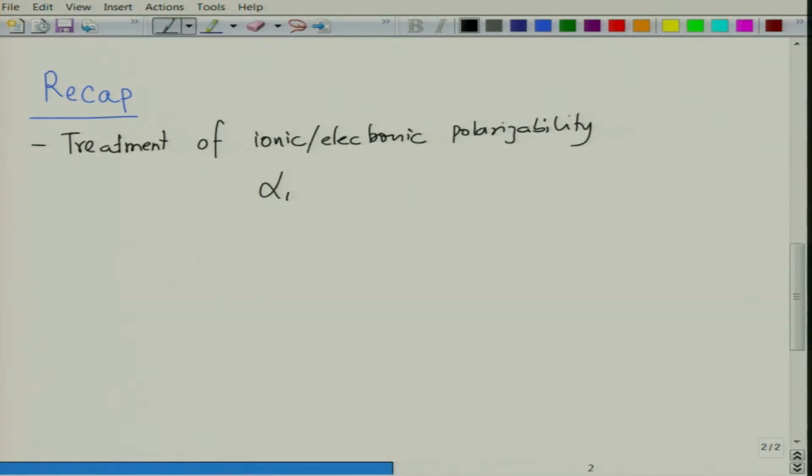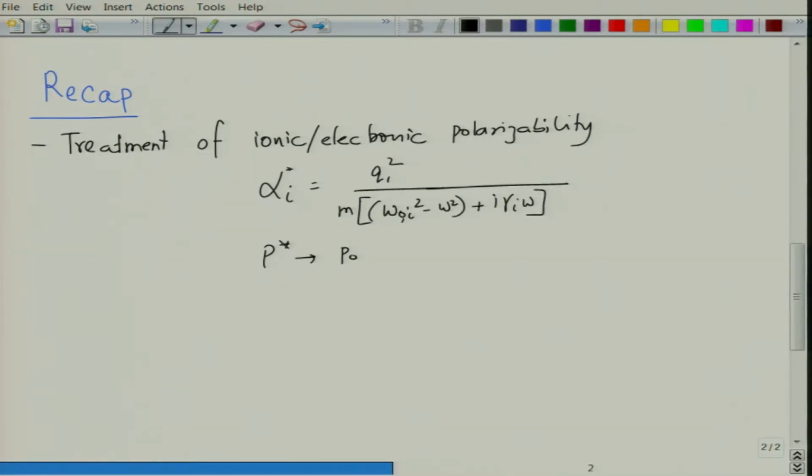So, polarizability was worked out as alpha i equals q i square divided by m into omega o i square minus omega square plus i gamma i omega. This is what we worked out, and from this one can work out the polarization. So, this is alpha i star, of course it is a complex quantity. So, we can work out what the polarization is.